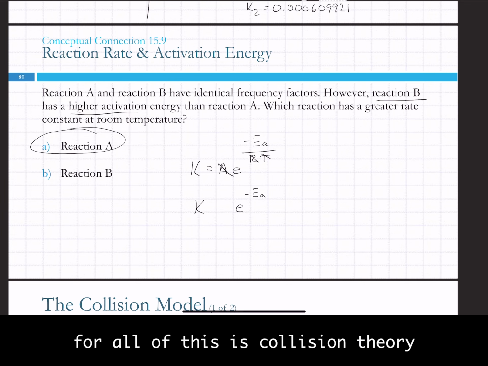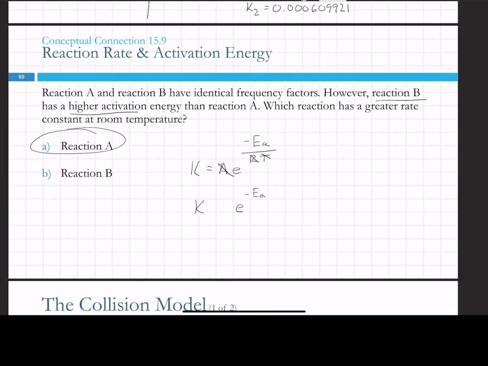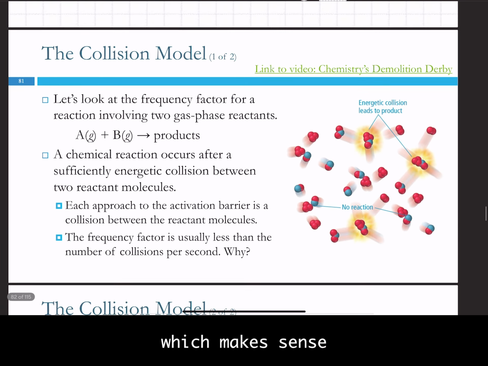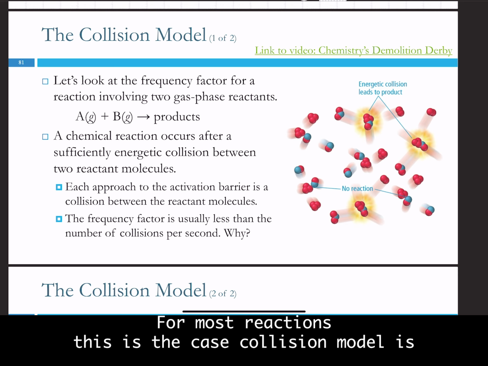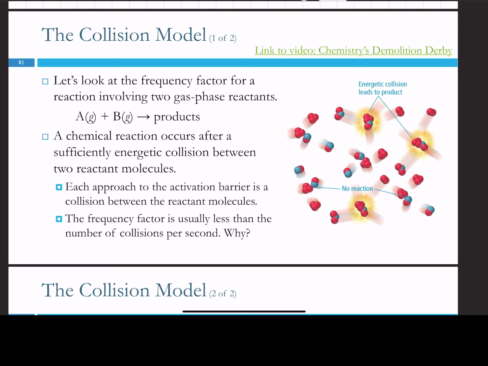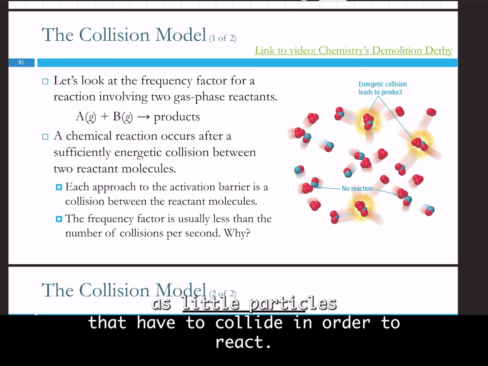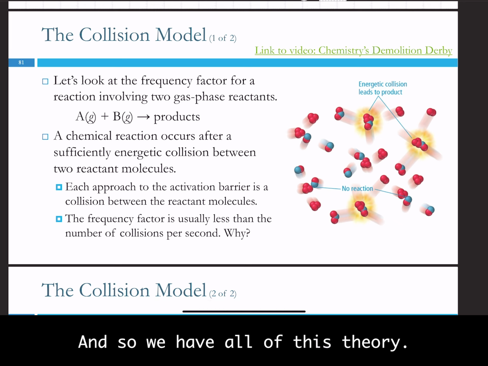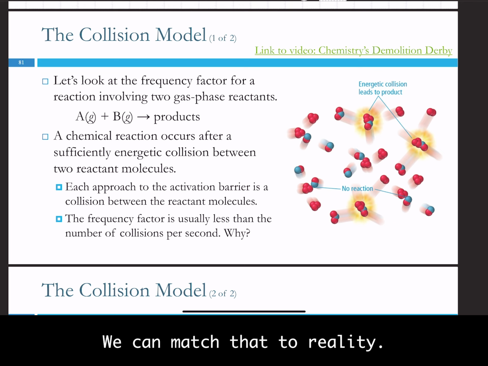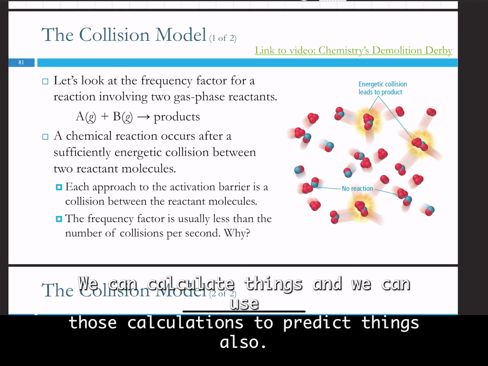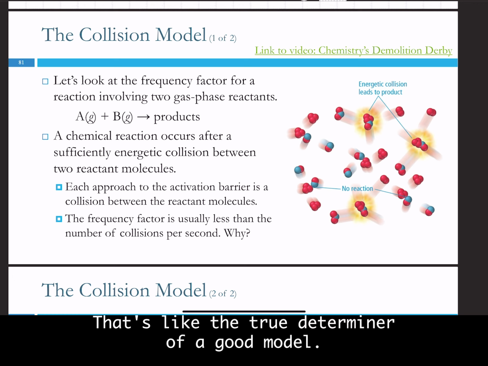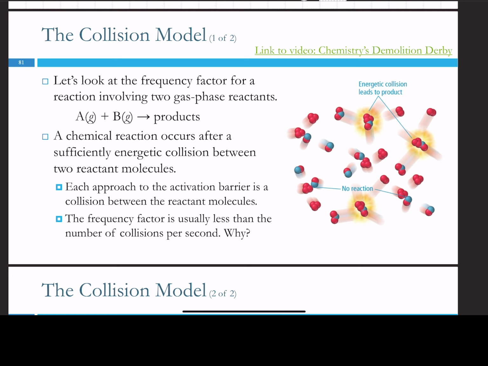The theory for all of this is collision theory, which makes sense, at least for the most part. For most reactions, this is the case. The collision model treats all of our atoms and molecules as little particles that have to collide in order to react. And so we have all of this theory, we have these equations, we can do experiments, we can match that to reality, we can calculate things, and we can use those calculations to predict things also. That's like the true determiner of a good model.